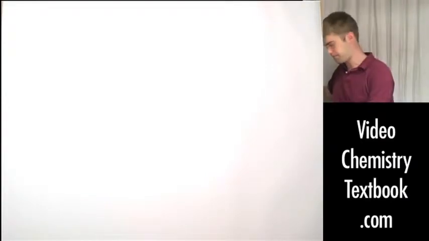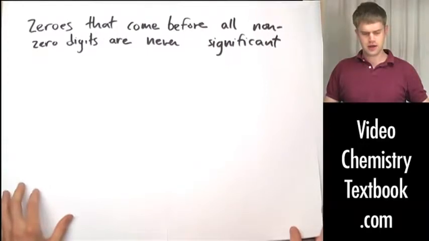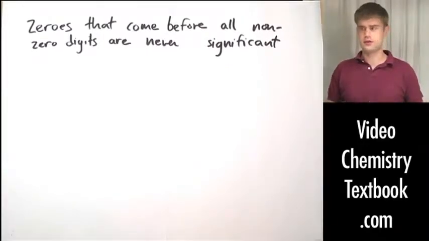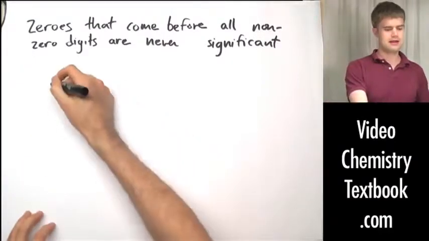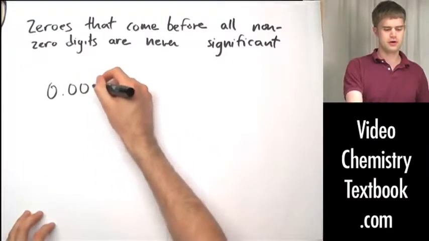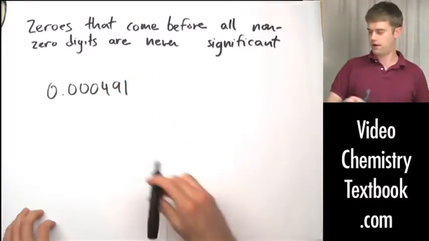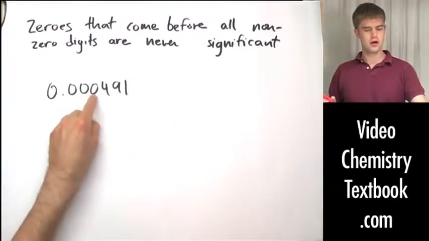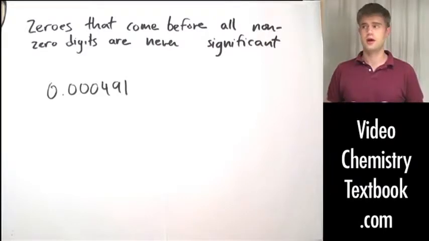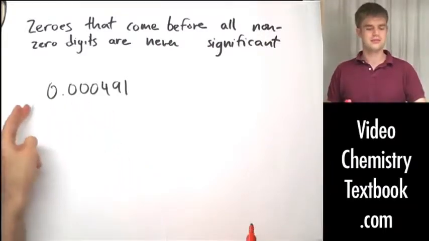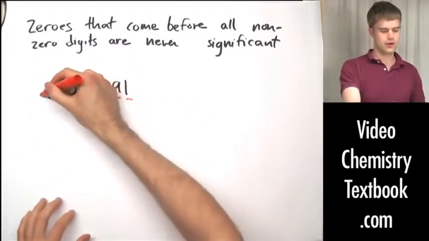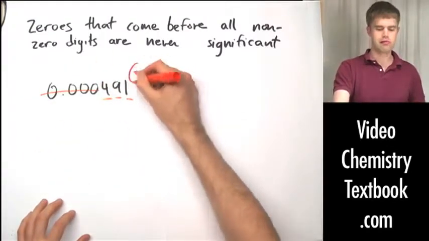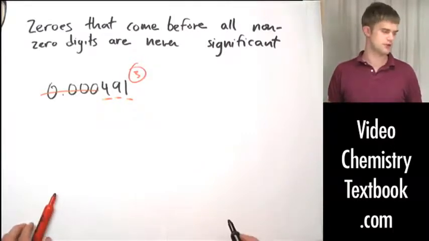Let's look at the next one. This says that zeros that come before all non-zero digits are never significant. An example of this would be 0.000491. All these zeros here come before the non-zero digits, and obviously when I say before, I mean to the left of. So these digits are significant, but all these zeros come before them. We don't even have to worry about them. 3 significant figures total in this number.